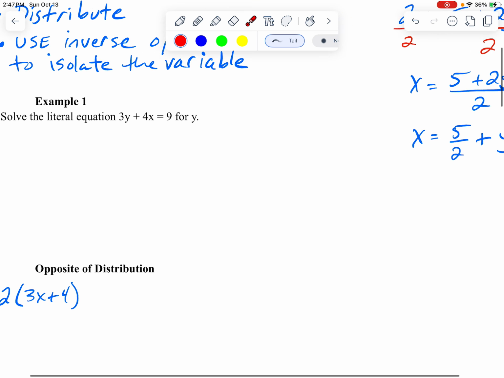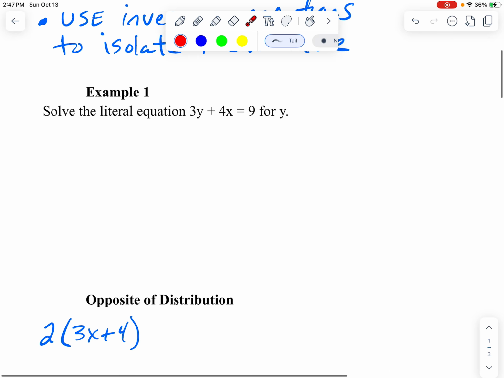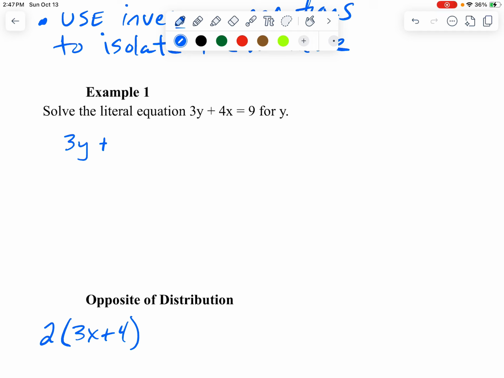So let's look at another example here. This time we're going to solve for y, so our goal is to get y by itself. I'm just going to rewrite the problem. And this is really similar to that last example. I'm going to get rid of this plus 4x first, and then I'll get rid of that 3. So we're just going to use inverse operations. Minus 4x from both sides. 3y equals 9 minus 4x.